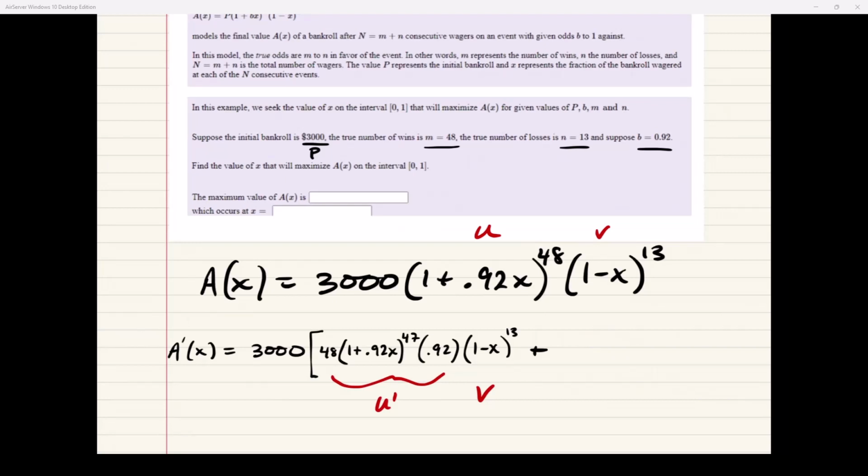So now we could write down 1 plus 0.92x with a power of 48, and now we're doing the derivative of v.